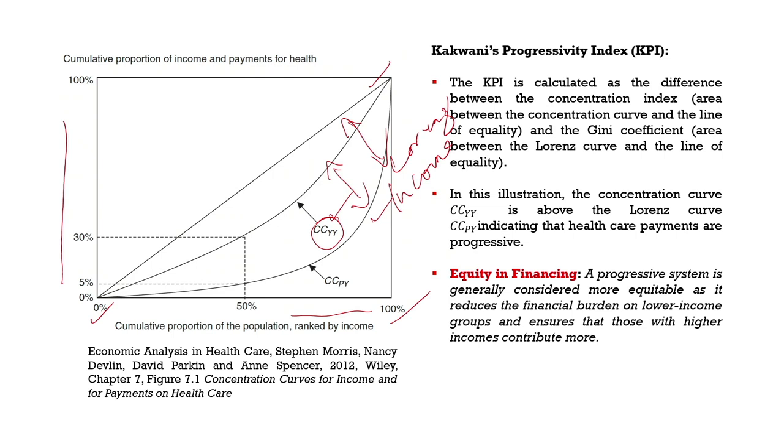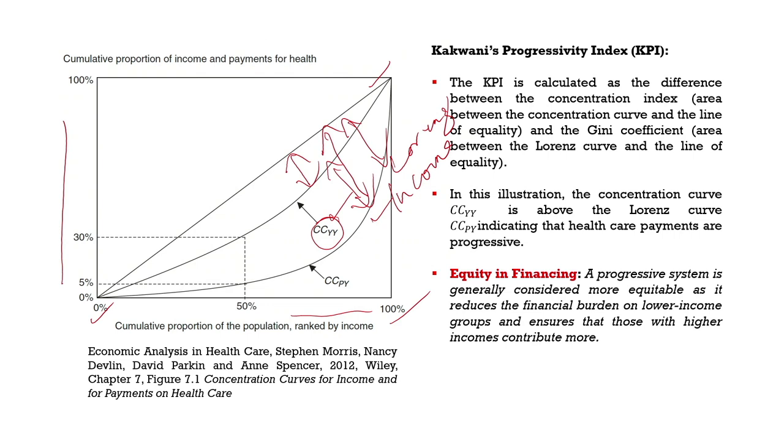The concentration index here is the area between the concentration curve and the line of equality, and the Gini coefficient is the area between the Lorenz curve and the line of equality. In this illustration, as you can see, the concentration curve CCYY is above the Lorenz curve CCPY, indicating that healthcare payments are progressive. Now, when we refer to equity in financing, a progressive system is generally considered more equitable because we stick to the principle of ability to pay.